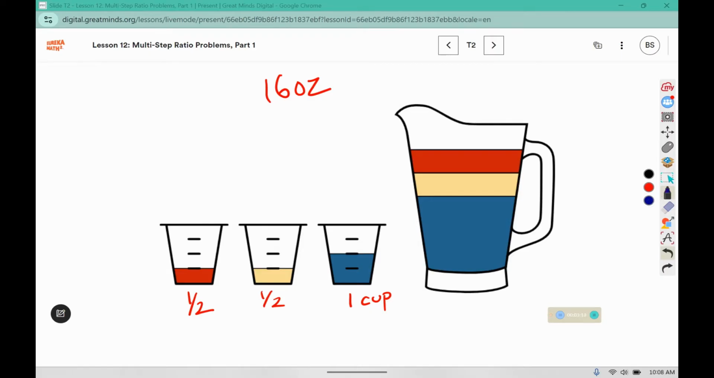If I was going to make 32 ounces of lemonade, how many cups of water would I need now? I doubled the amount of lemonade that I want, so I need to double all of the ingredients, which means I need 1 cup of strawberry, 1 cup of lemon, and 2 cups of water.